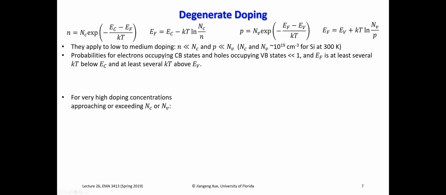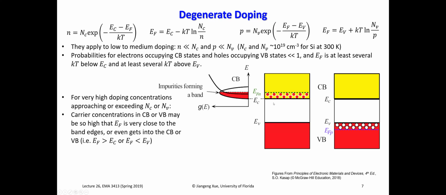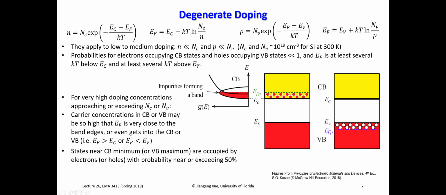But if you do have a very high doping concentration, such that you get close to NC or NV or even greater than those, then we can no longer apply those equations to relate the carrier concentration to the Fermi level locations. In that case, the carrier concentration can be so high that the Fermi energy may be very close to the conduction or valence band edges, or maybe even go into the bands, such that now the lowest states in the conduction band or the highest states in the valence band will be occupied by electrons or holes with a probability greater than 50%. This is a so-called degenerate doping situation.